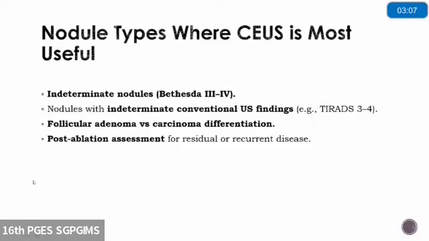So where can we use contrast enhanced ultrasound? As an adjunct to conventional ultrasound. Again, for indeterminate nodules with indeterminate conventional findings like TIRADS 3 and 4, and to differentiate between follicular adenoma and carcinoma, which always remains doubtful on conventional ultrasound. And also post-ablation, to determine whether any viable thyroid is left after ablation or not, we can use contrast enhanced ultrasound imaging on table.